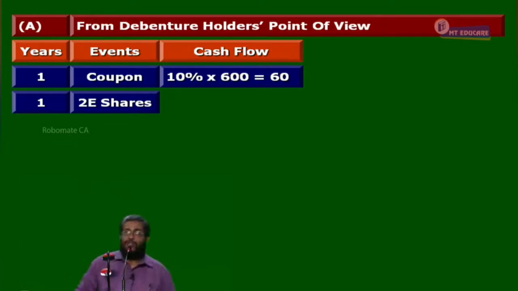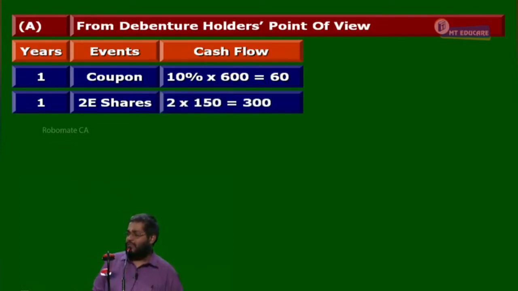Are you following or not? So tell me, what is the number of shares? Two shares. Two shares into 150 gives you 300. Tell me, is this number certain or uncertain? That is why it is a convertible debenture. Even if the share becomes worthless, I'll still have some assured cash flows. In that case, 2 into 150 gives you 300. Can I go to the next point?